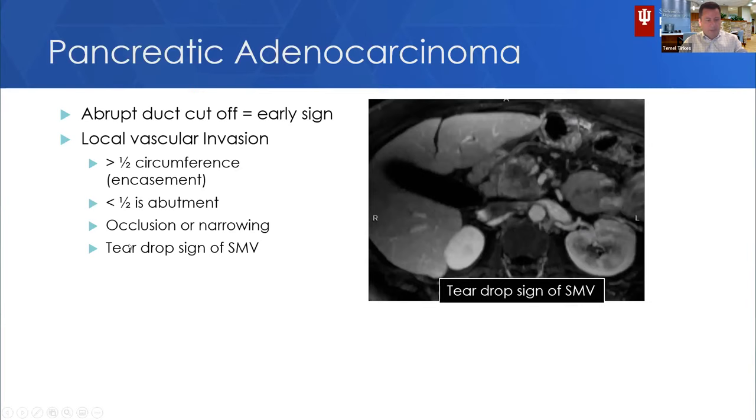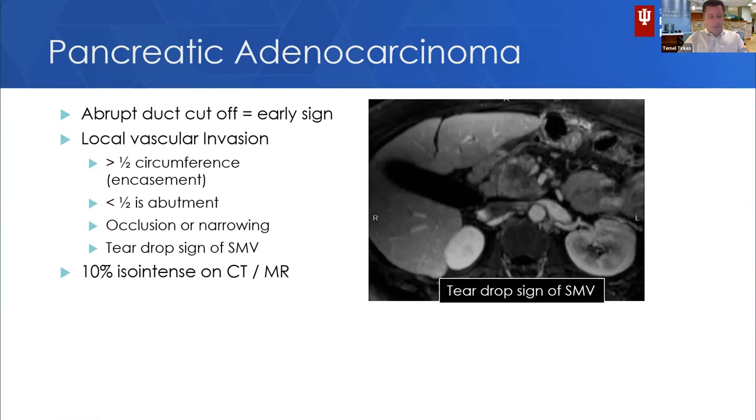Another finding that we see in the pancreatic adenocarcinomas here is a hypo-intense mass again. It causes teardrop shape deformation of the superior mesenteric vein. Again, it can be helpful when differentiating chronic pancreatitis or a mass-forming autoimmune pancreatitis from pancreatic adenocarcinoma.